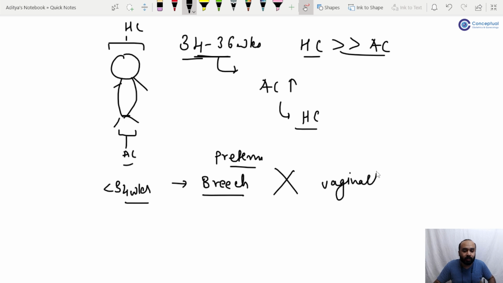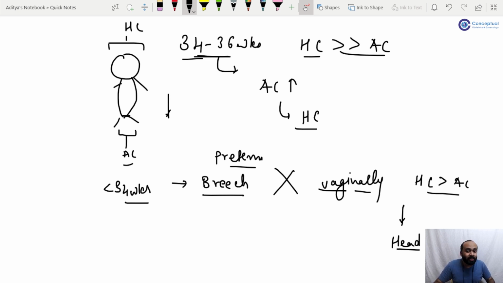What is the reason for this? The reason is that the head circumference is going to be more than the abdominal circumference. After the abdomen of the baby is delivered during breech vaginal delivery, the head is going to get entrapped. So there is going to be head entrapment, and head entrapment can lead to fetal asphyxiation and fetal death. The fetus can die if the head is entrapped.